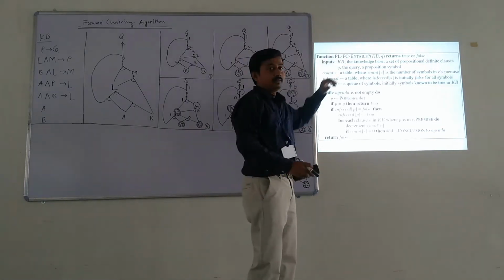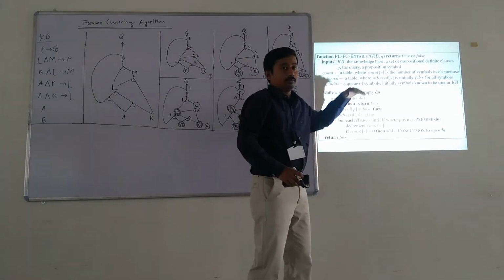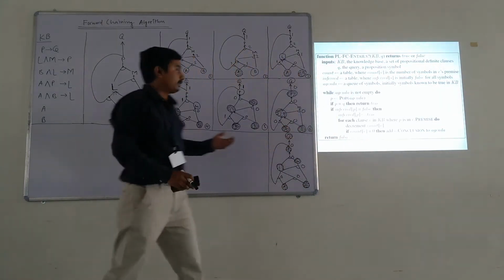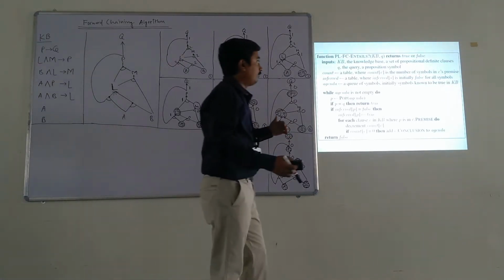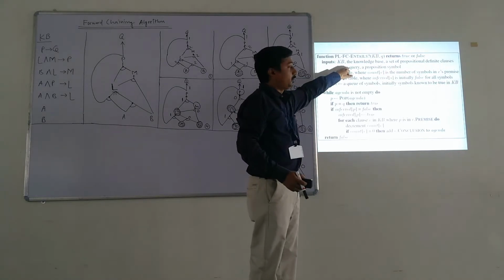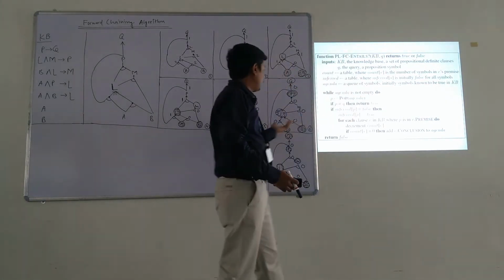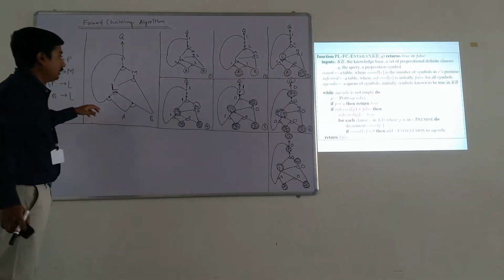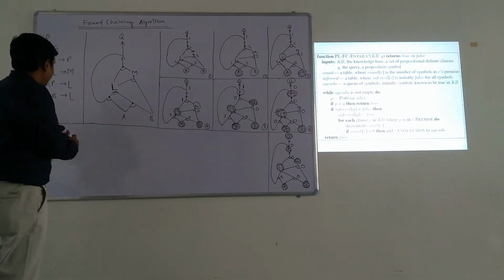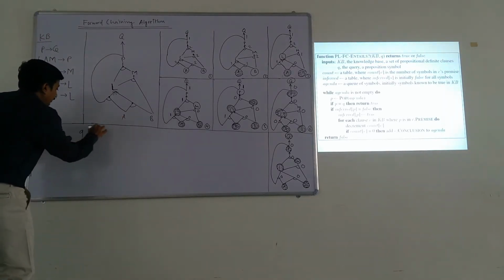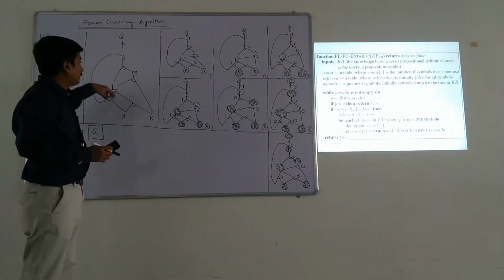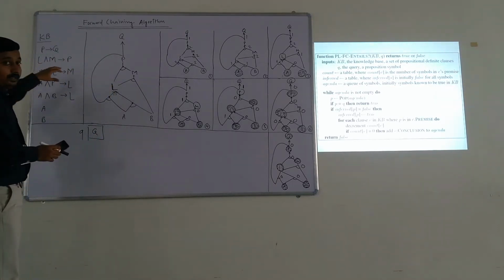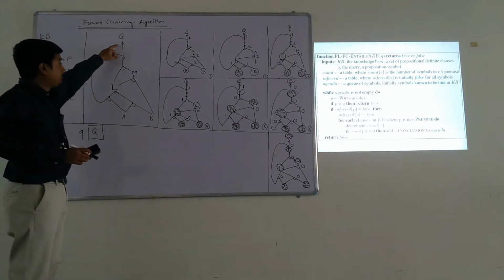Our KB is the knowledge base. Basically a knowledge base is a set of statements, or well formed formulas. Then Q is the query. It will be a symbol. For example, in this example, let us consider our Q is capital Q. Now we are finding whether this KB is entailing the symbol Q.